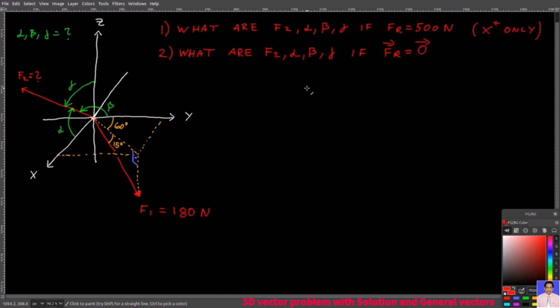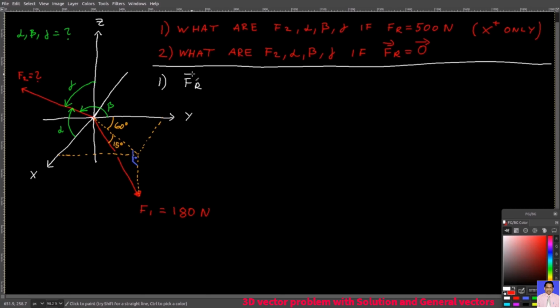Thank you very much. Welcome back. Let's now solve the first case. What is F2 and what are alpha, beta, and gamma if your Fr equals 500 newtons in the positive x direction only? It means that the Fr vector equals 500i plus 0j plus 0k.